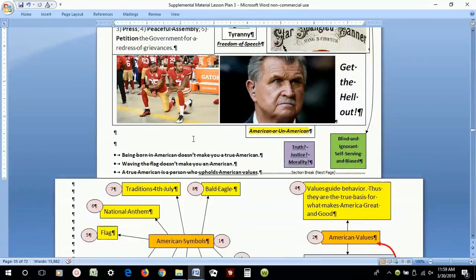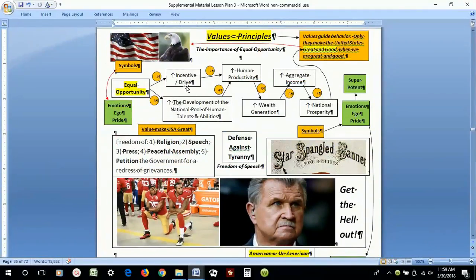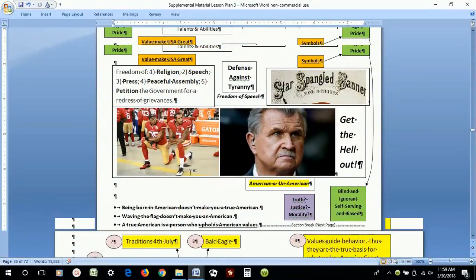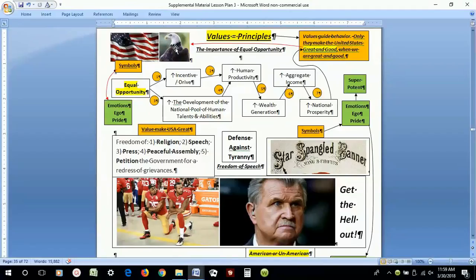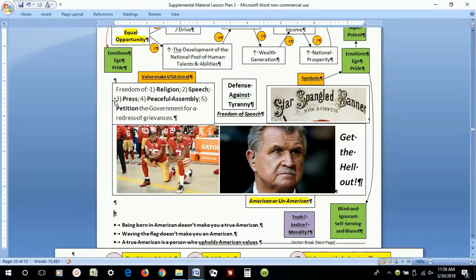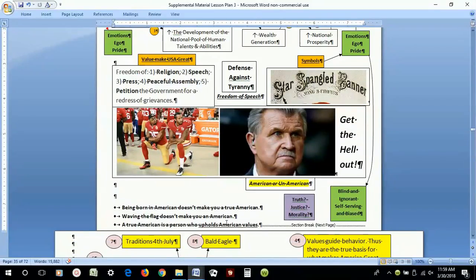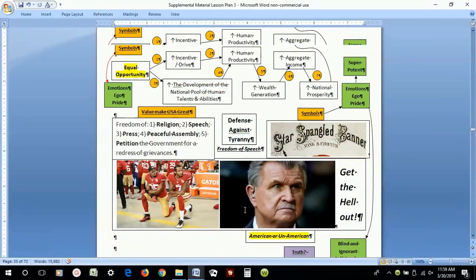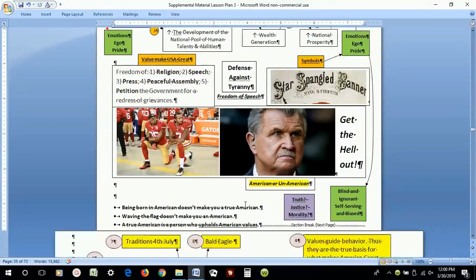In my opinion, a true American isn't a person who gets all pumped up for the Star Spangled Banner, or the flag, or an eagle, or whatever. A true American is one who sticks to American values, right? So many people can get pumped up by a symbol, a flag, or whatever, but they don't stick to American values. They stomp on American values. They don't care about real truth and justice and morality. It's about self-promotion. So waving the flag doesn't make you an American. A true American is a person who upholds American values, right? If you stick to them and uphold them, that makes you a true American.